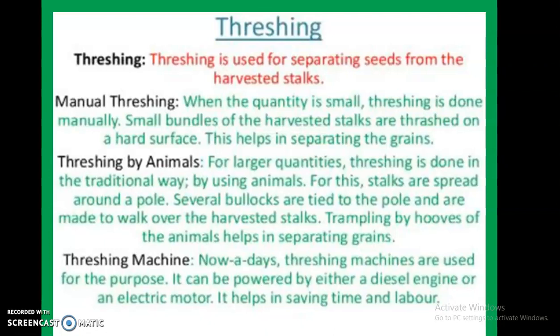Threshing by machine, that I have already told you. These days harvesting and threshing are done side by side by one machine that we call a combine harvester. So threshing machines are used for the purpose. It can be powered by either a diesel engine or an electric motor. It helps in saving time as well as labor.